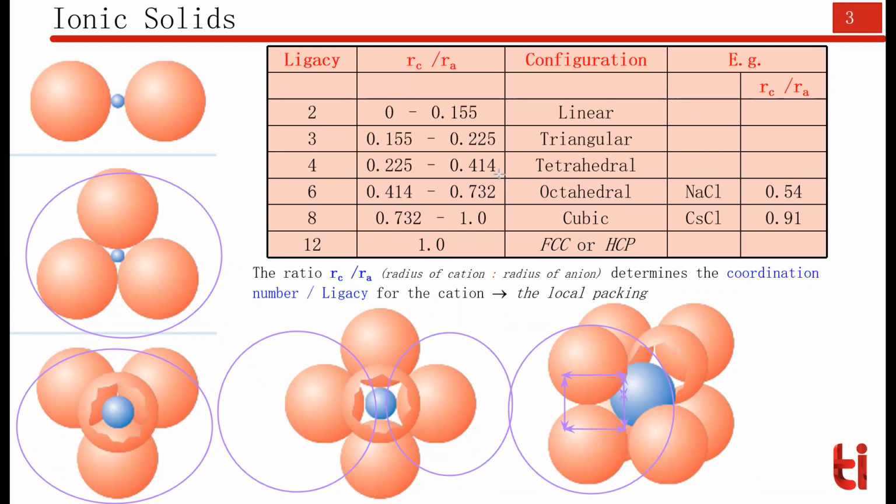Sir, what is the difference between ligancy and coordination number? It is the same thing. When it comes to the ionic solid, instead of coordination number, it is referred to as ligancy. The fundamental difference is that coordination number is between identical atoms, while ligancy is between opposite charges. So whenever there is opposite charge, it is called ligancy. Otherwise, technically coordination number and ligancy are the same thing.